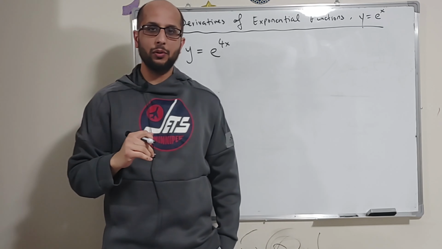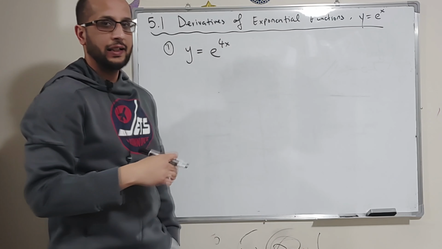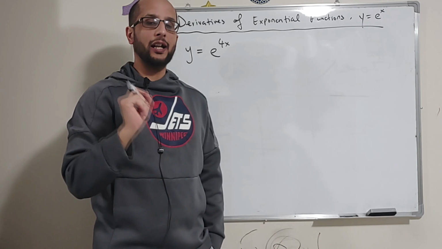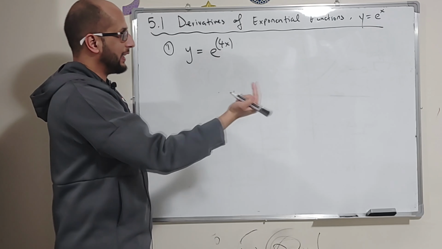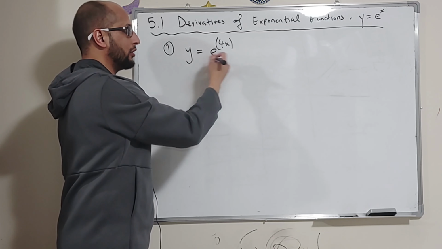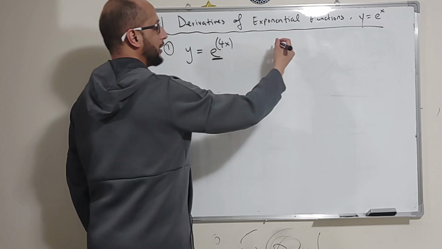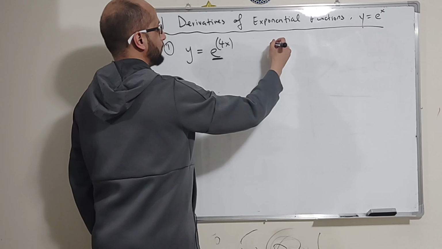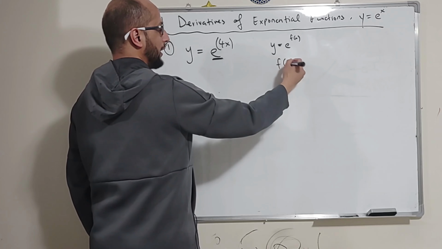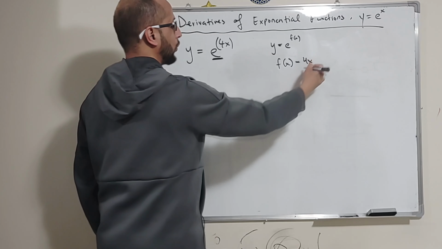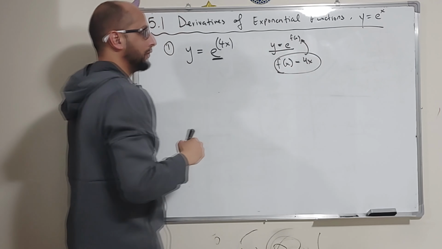Okay, so the first example now is when we have y equal to e to the power of 4x. This is an example of how you apply the chain rule, where you have a function which is 4x inside of another function which is e to the power of a value. So you can think of it as y equal to e to the power of f of x, and f of x is equal to 4x.